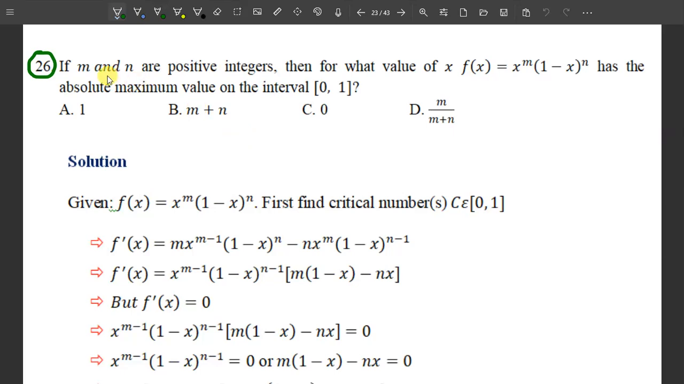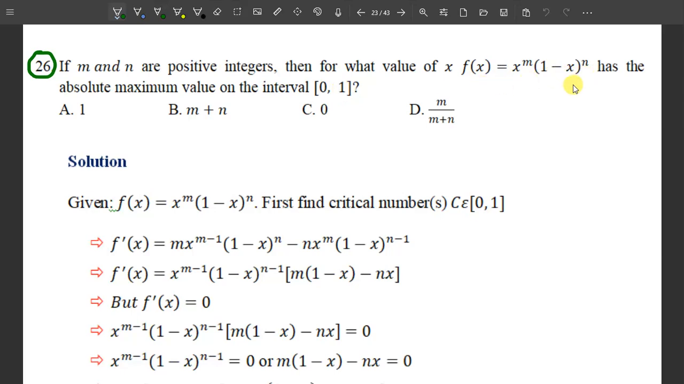Okay, let us see the last question for this part. This is question number 26. It says, if m and n are positive integers, then for what value of x does f of x equal to x to the power of m multiplied by 1 minus x to the power of n have an absolute maximum value on the interval from 0 up to 1. What value of x gives us the absolute maximum of this function?